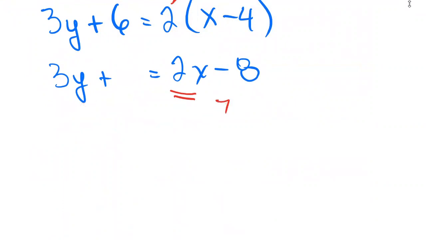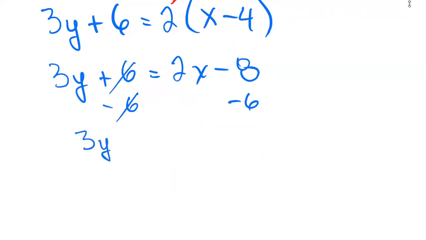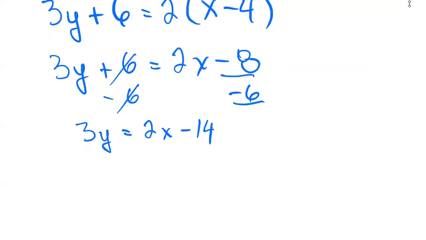So to do that, oops, don't erase the 6. To do that, I need to subtract 6 from this side. Because I subtract 6 from this side, I need to subtract the 6 from the other side of the equal sign. So I go minus 6 over here as well. These will cancel. And I'm left with 3y is equal to 2x minus 8 minus another 6 is minus 14. I realized I should have done that in red, sorry.